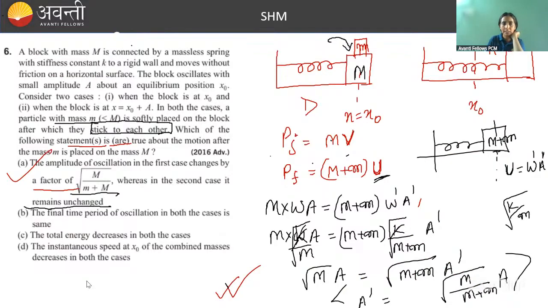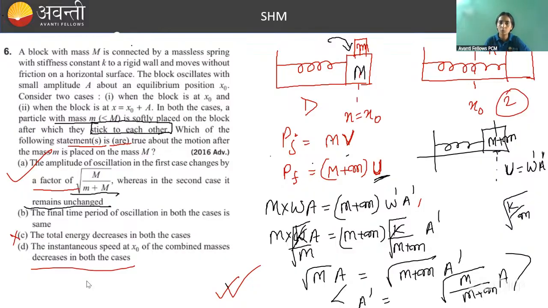The total energy decreases in both the cases. No. In second case, energy is remaining conserved. In first case, yes, it's changing. So yeah, C is wrong, because in second case it's not changing. D, the instantaneous speed at x node of the combined masses decreases in both cases.